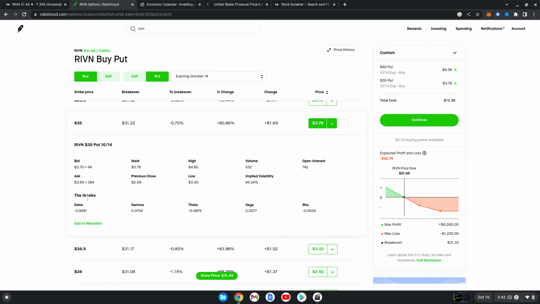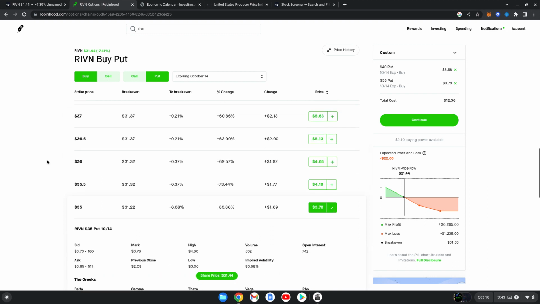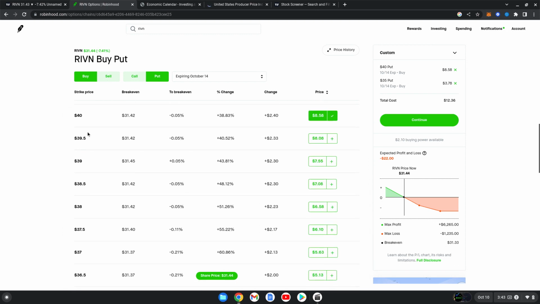But when we go to the Greeks, we can see our delta is now higher, $84 per move, and you see it fluctuates. But our theta, we lose 8 to 9 cents per day, but it costs us $378. So losing 9 cents on $378 is not that much, or $9 on $378, compared to losing 50% of your position.